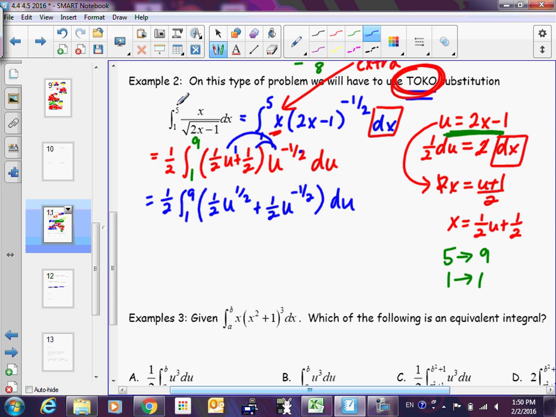So this 5 up here, the question is, how did 5 turn into 9? This is x equals 5, right? Because these are all x's. But in this line, I'm not using x's anymore. I'm using u's, right?